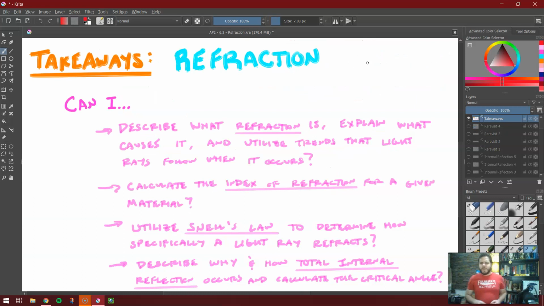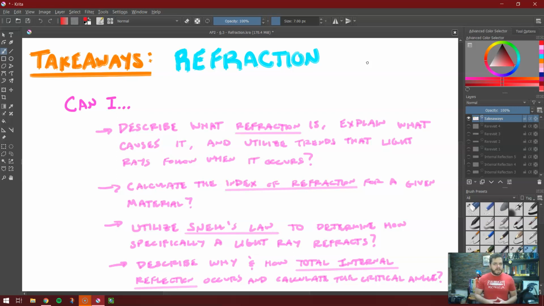So what are our main takeaways on this lesson of refraction? Well, one, can we describe what refraction is? This bending of the light rays as they move from one medium to another. Explain what causes it, which is the fact that light travels at different speeds in different mediums, and utilize trends that light rays follow when refraction occurs. Most importantly, light rays going from a higher index to a lower index bend away from the normal, and light rays going from a lower index to a higher index bend toward the normal. You've got to get that straight.